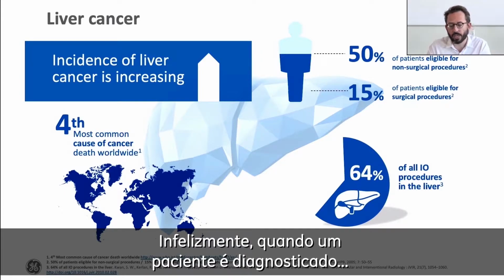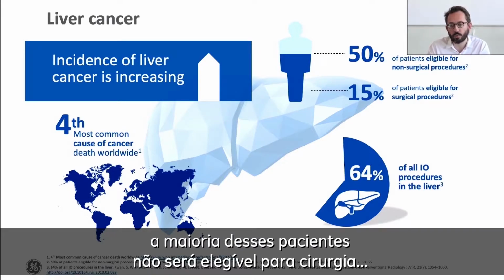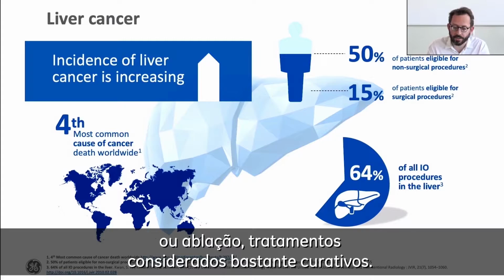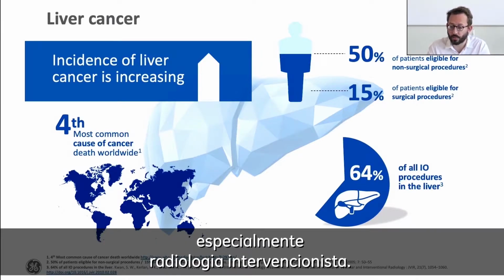Now, unfortunately, when patients are diagnosed with liver cancer, especially primary liver cancer, the vast majority of those patients will not be eligible for surgical procedures or ablation that are considered to be curative intent treatments. And it is estimated that 50% of those patients will be candidate for non-surgical procedures and especially interventional radiology ones.